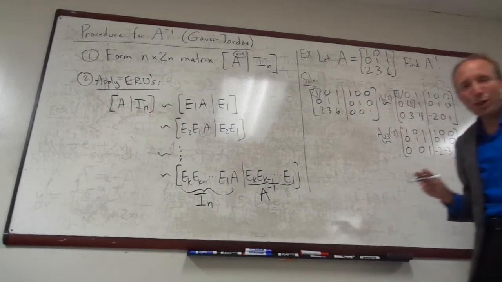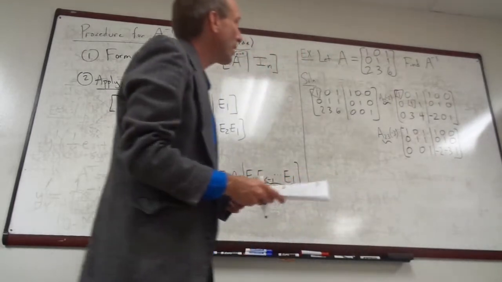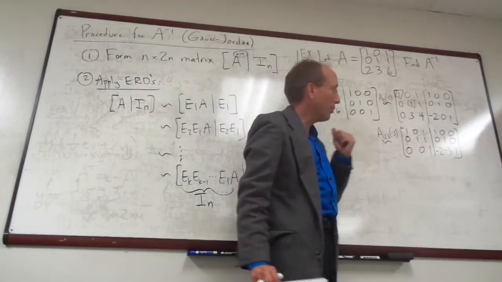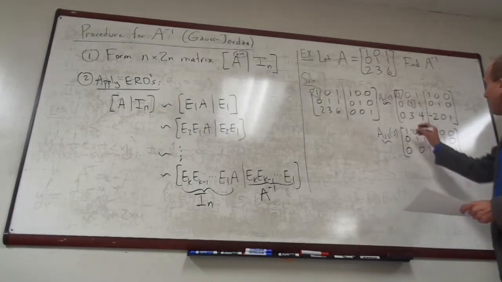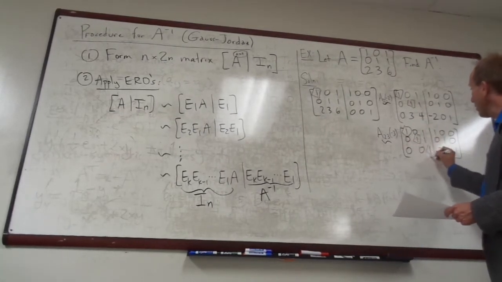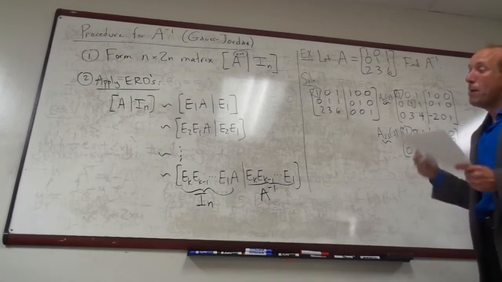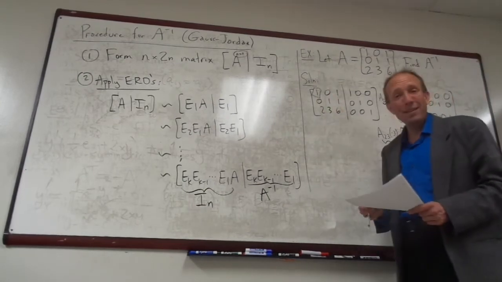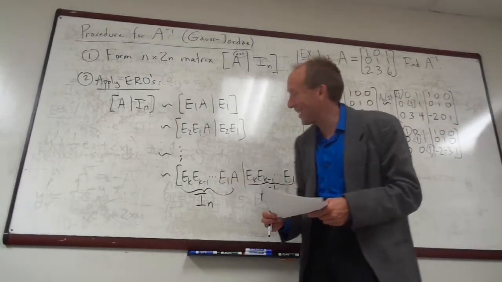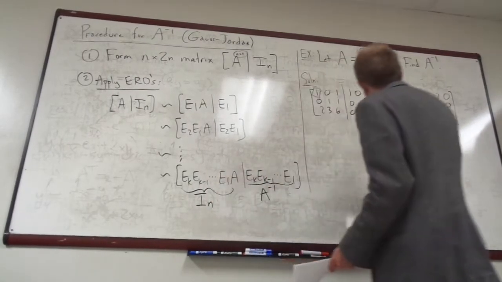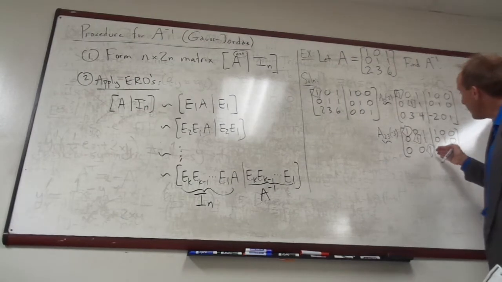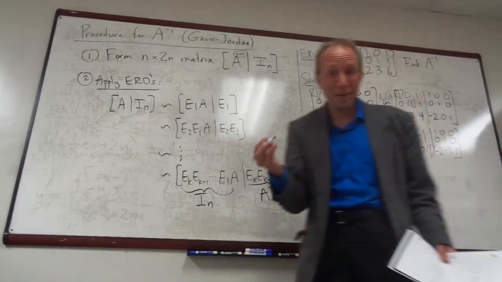I'm doing these kind of quickly. You can obviously go back and check that I'm doing my EROs properly. This is what I'm getting. So I actually have it in row echelon form now. The bad part about this Gauss-Jordan method is that's not good enough. We actually have to get the left side even better than just row echelon form. We need to actually make it into the identity matrix.